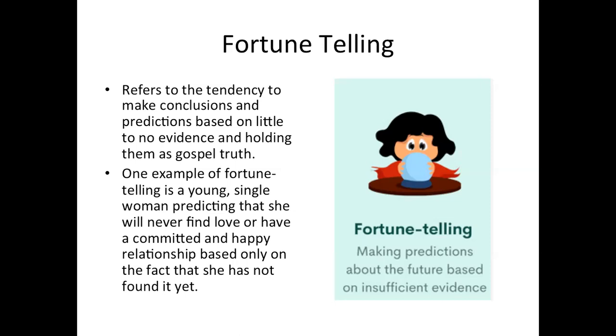A good example of this is, let's say you have a person who is struggling in dating, and for whatever reason, they were in a relationship and it doesn't work out. They take that experience and they say, see, I'm not destined to find love, or I'll never find love or have a happy relationship. Saying that it's never going to happen in the future is fortune telling.